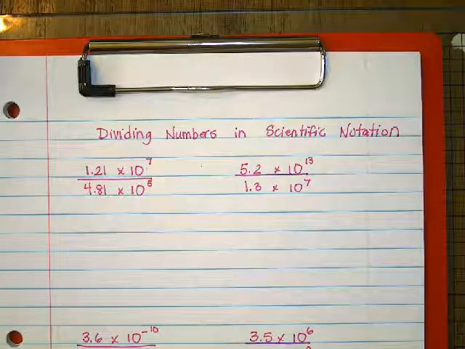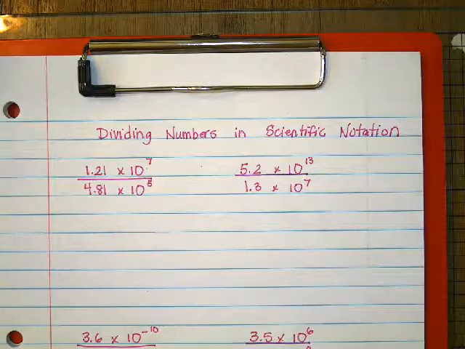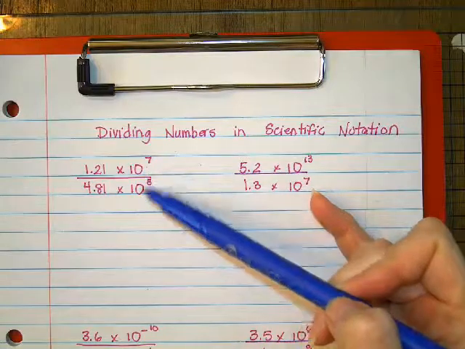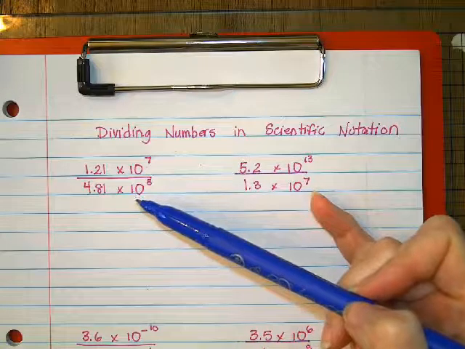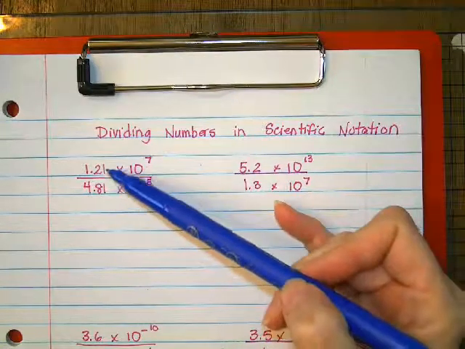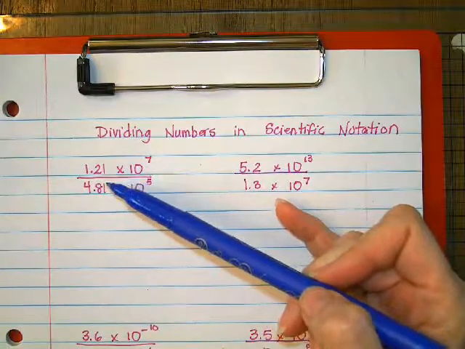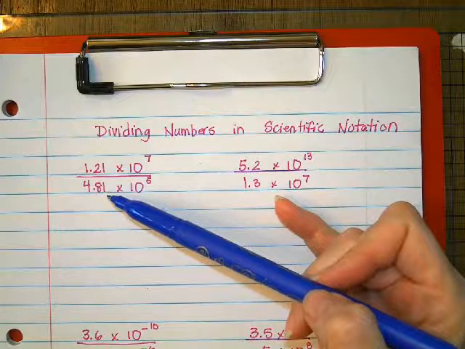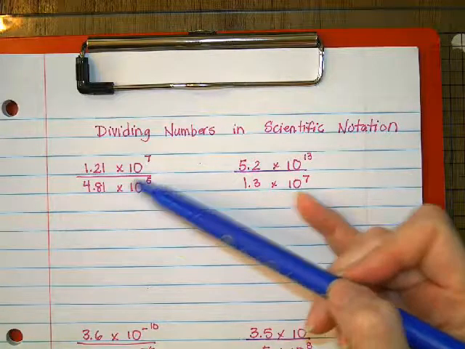Just like with multiplying, we would always multiply the two constants first, and then we would deal with the things that had the base 10 second. So we're going to do the same rule. We're going to take the numbers out front, this 1.21, and we're going to divide it by our 4.81, and we're going to get a value, and then we'll follow these rules.